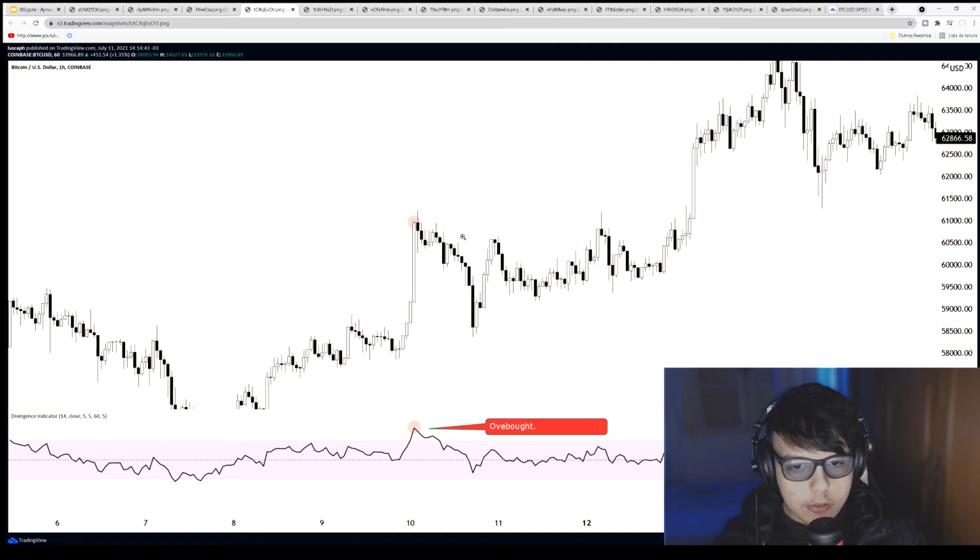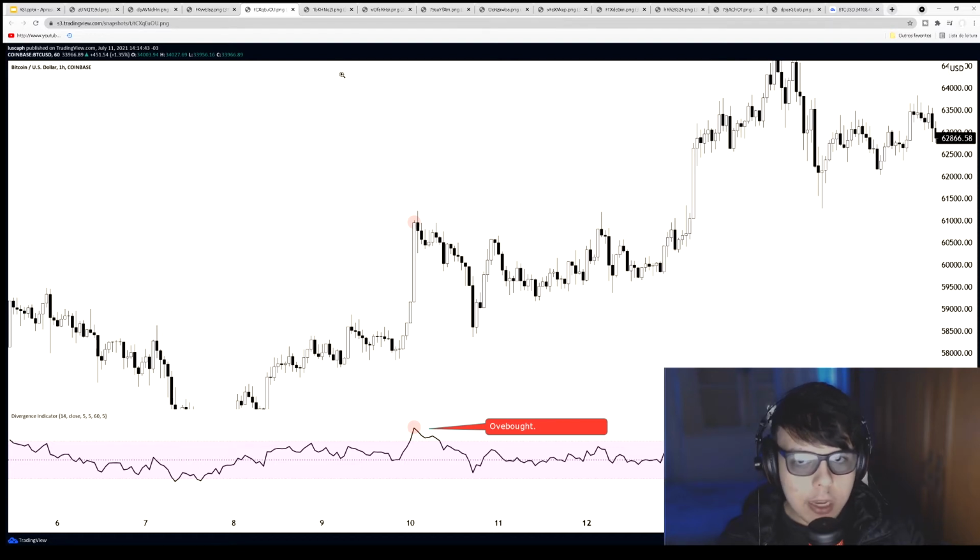The first one is this one. If you take a look at the chart here, this is BTC 1 hour, and the price came up to this point right here. As you can see, when we hit this point in the chart, the RSI was signaling that we were overbought. We got past the 70 line here, and the price came down after that.